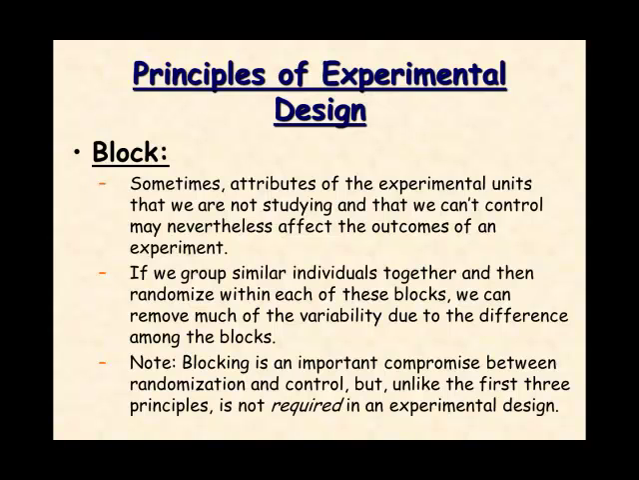And then we have the block. Sometimes attributes of the experimental units that we are not studying and that we can't control may nevertheless affect the outcomes of an experiment. If we group similar individuals together and then randomize within each of these blocks, we can remove much of the variation due to the difference among the blocks. However, blocking is an important compromise between randomization and control, but unlike the first three principles, it's not required for an experimental design.